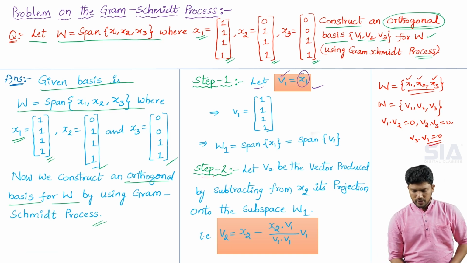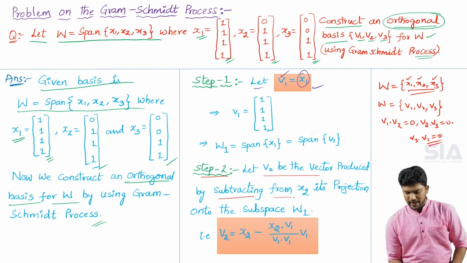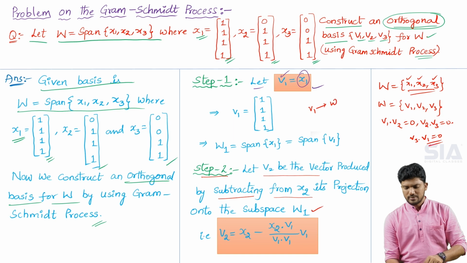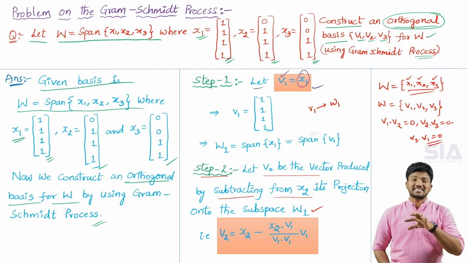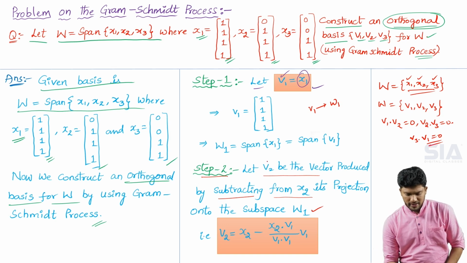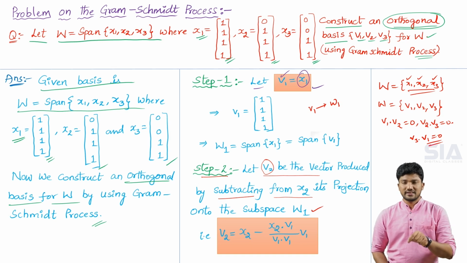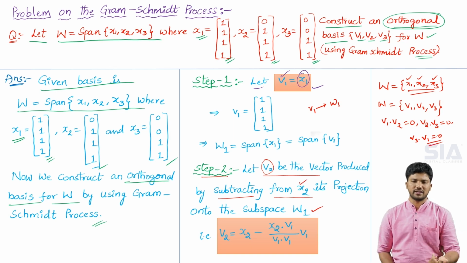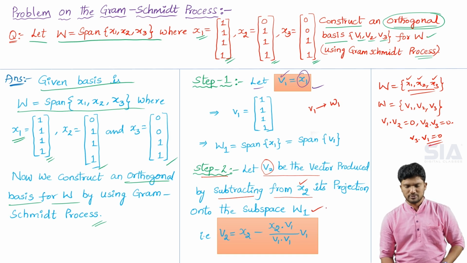In step 2, let v suffix 2 be the vector produced by subtracting from x2 its projection onto the subspace W1. In step 1, for the vector v1, we already got the subspace W1. Now with the help of this subspace, we are going to find the second orthogonal vector. The second orthogonal vector is v suffix 2. That vector is produced by subtracting from x2, which we already have from the given problem, its projection onto the subspace W1.